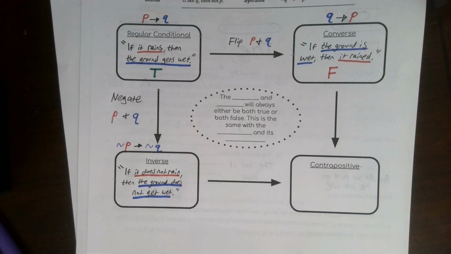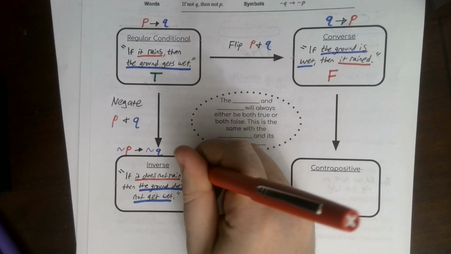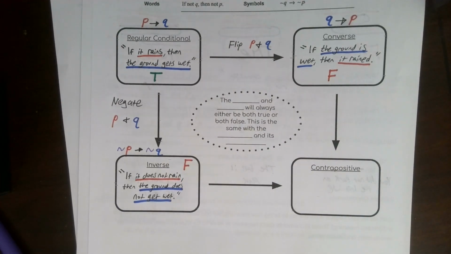Is this true or false? If it does not rain, then the ground does not get wet. Well, for the same reason that the converse was false, this one's also false. If it doesn't rain, it doesn't necessarily mean the ground isn't wet. Again, maybe the sprinklers are off. Maybe it snowed then melted. Maybe there is a monsoon. This is a false statement.